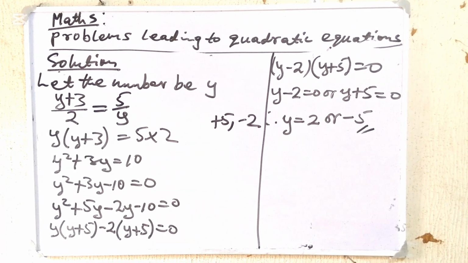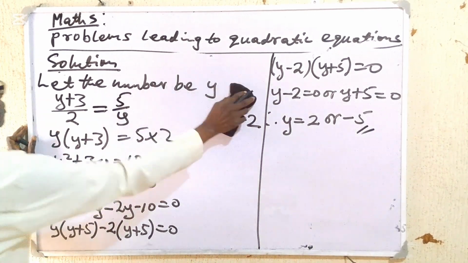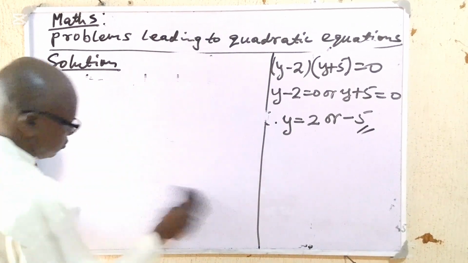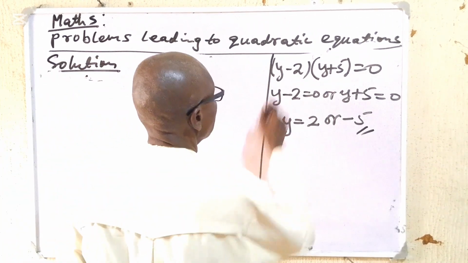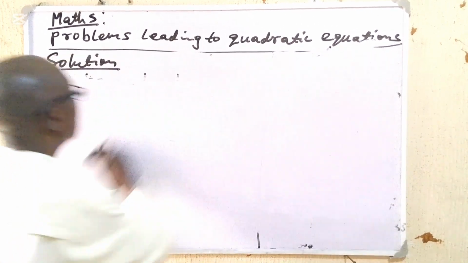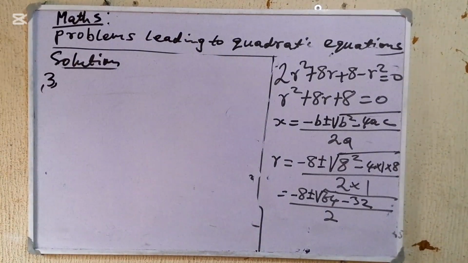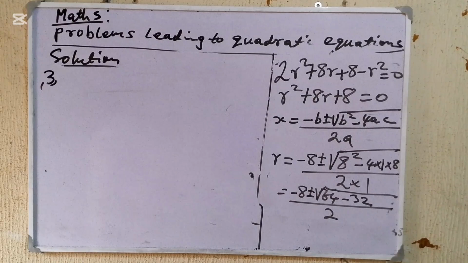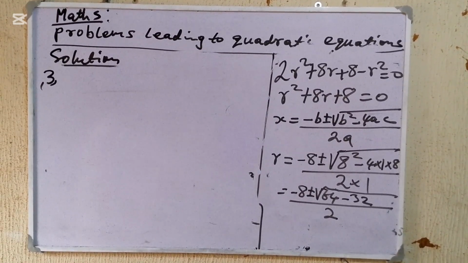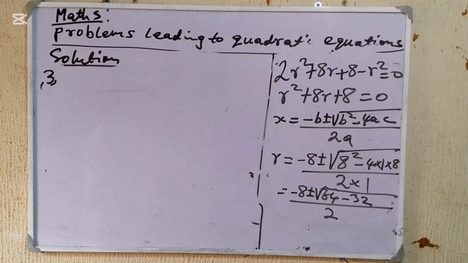And then the last number we're about to solve, that's number 3. So question number 3 says a path 2 meters wide surrounds a circular pond, and the area of the path is half that of the pond. We are to find the radius of the pond correct to 3 significant figures.